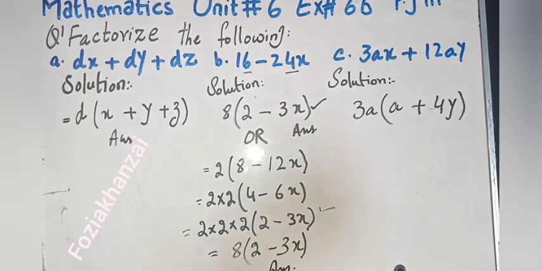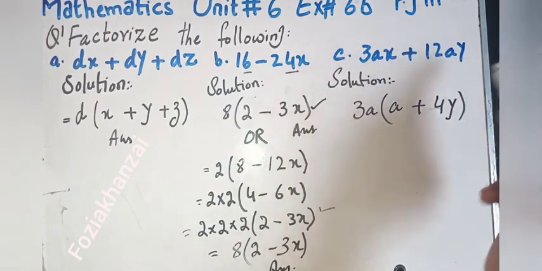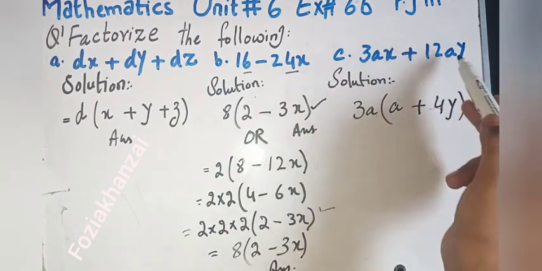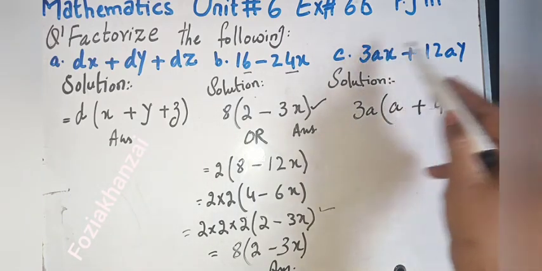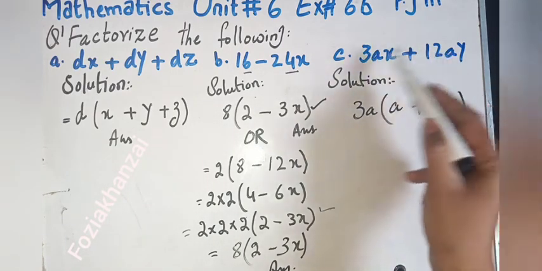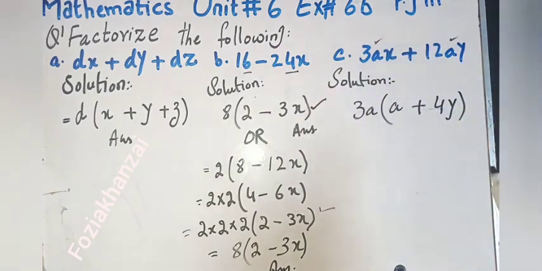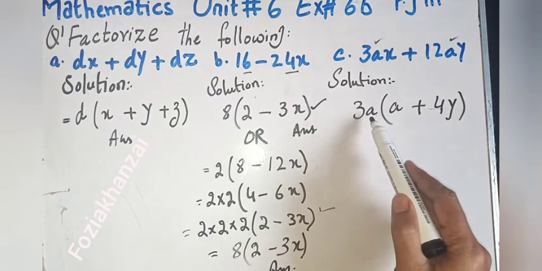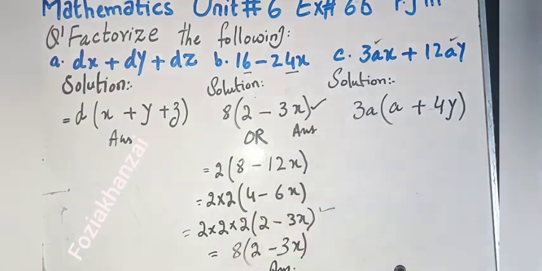Next part, c: 3ax plus 12ay. In this part, two terms are given. In both the terms, 3a is common. 3 ones are 3, 3 fours are 12. So the table of 3 is common and variable a is common in both the terms. So 3a we take out common. Now in this part, sorry, x is left. We take out the common variable a.